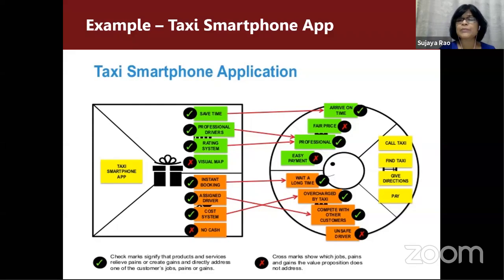All right. Easy payment. You look at the gains here in green. Easy payment, professional drivers, fair pricing, arrival time. Some of them have been crossed off. Some of them have been ticked. So your product or service or the app is fitting into, right, providing the right kind of, or the prioritized, gains for the segment, the customer segment demands.